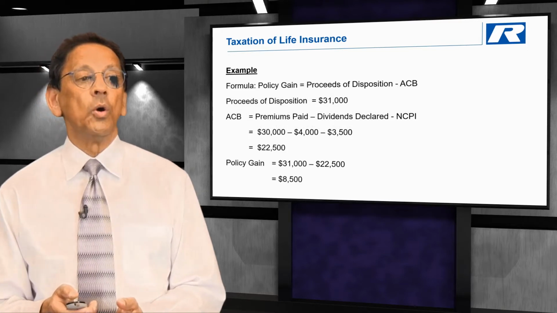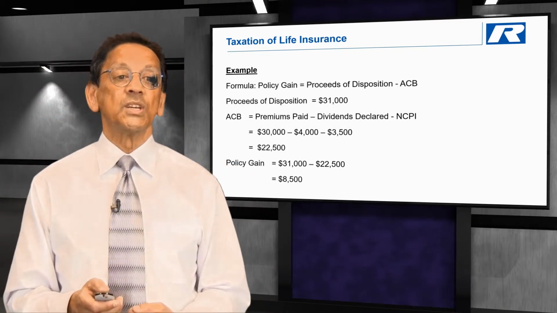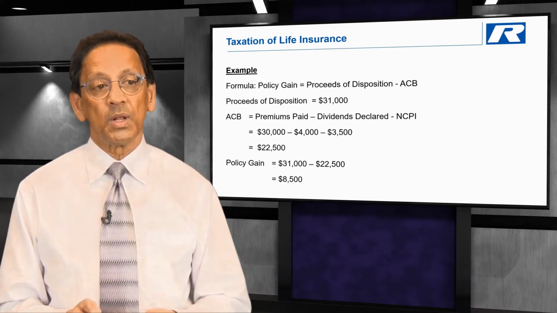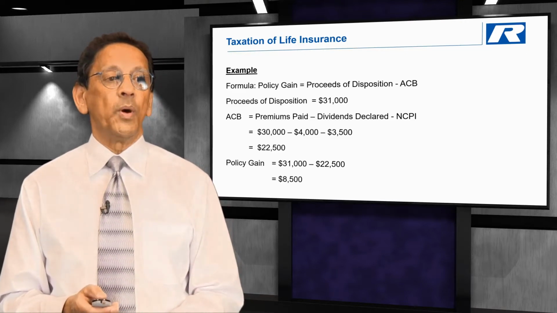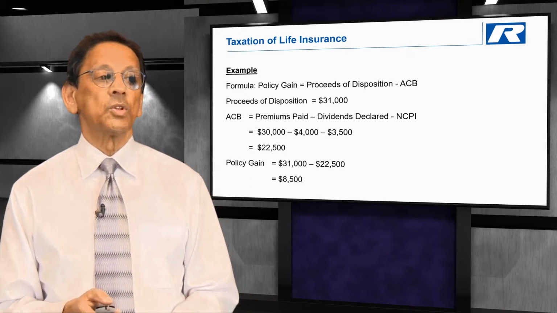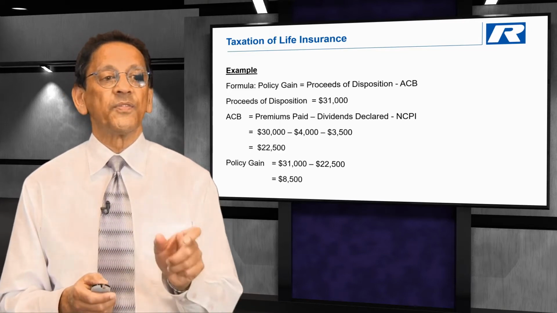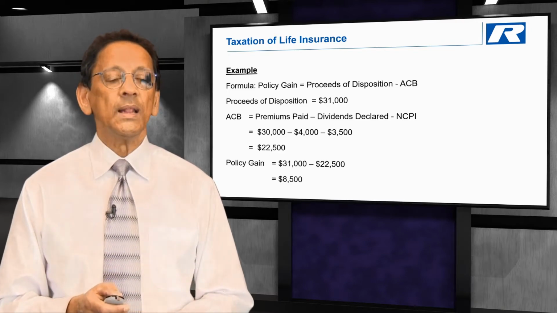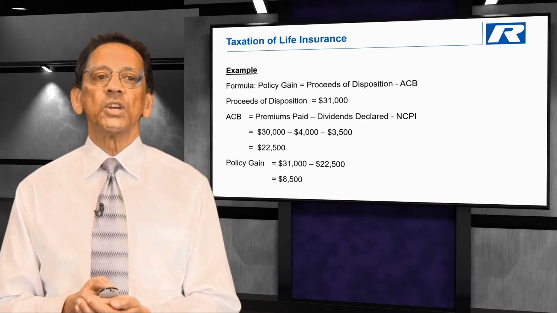The formula, as you know, is that the policy gain is going to be the proceeds of disposition minus the adjusted cost base. So let's first take a look at the first part of that formula, the proceeds of disposition. What were they? What did he get for the policy? Well, we can see from the information it was $31,000. So for the first part of our formula, we have the number that fits under proceeds of disposition. It's $31,000.